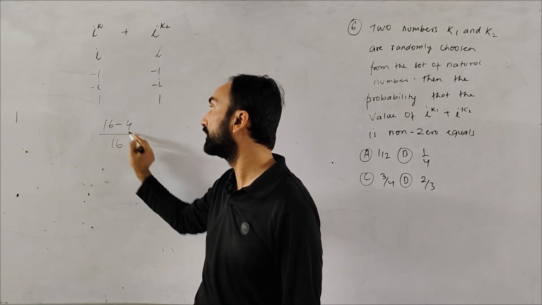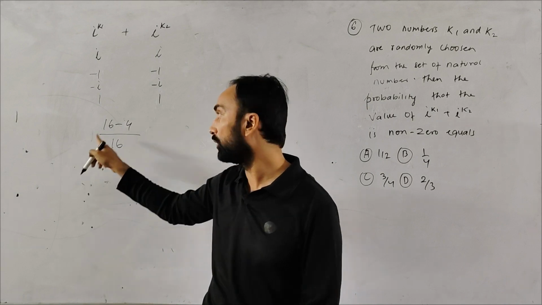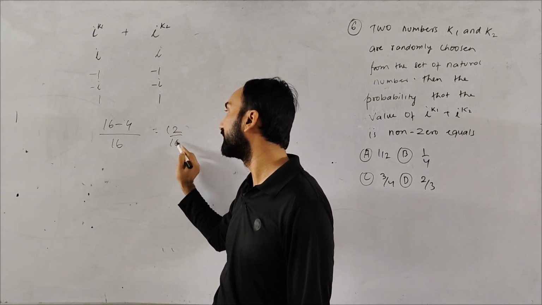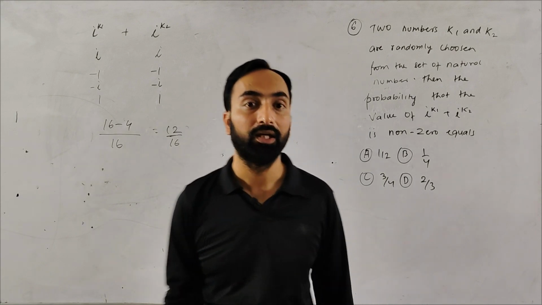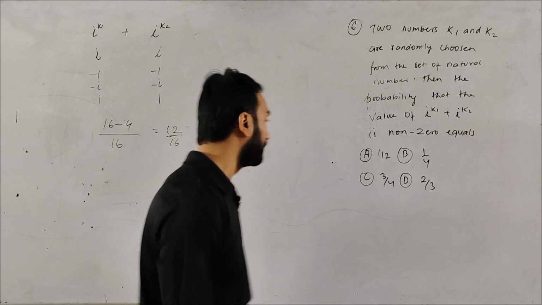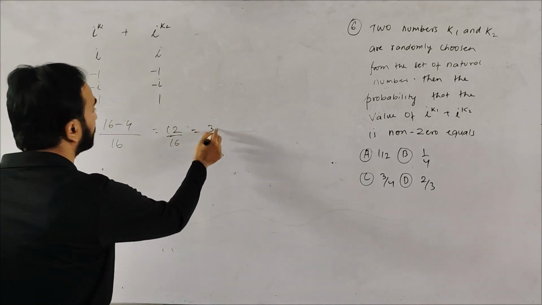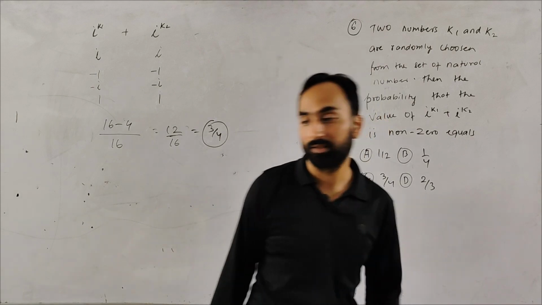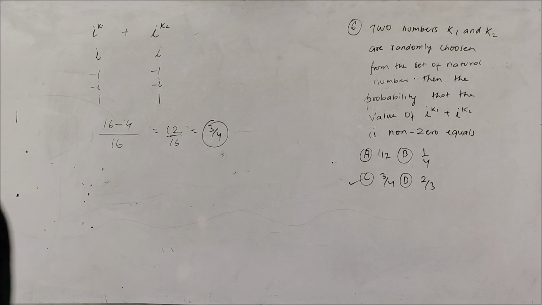Total minus cases of 0 will be the cases of non-zero. So 16 minus 4 is what? 12. 12 by 16, and that will be the cases of non-zero obviously. Okay, so 12 by 16 can be written as 3 by 4. So final answer will come out to be 3 by 4.